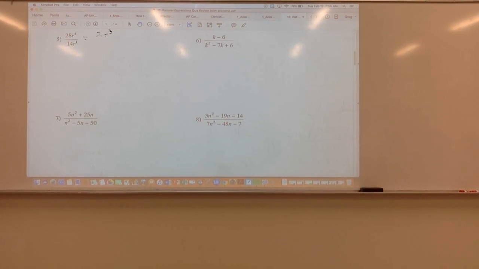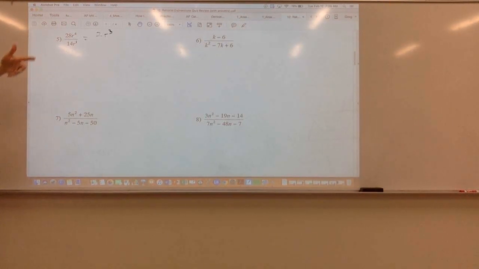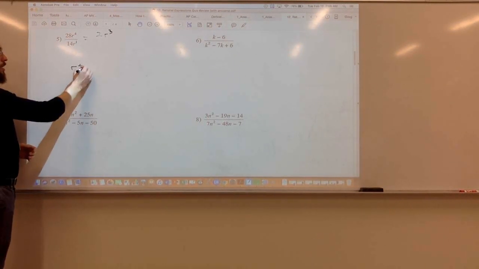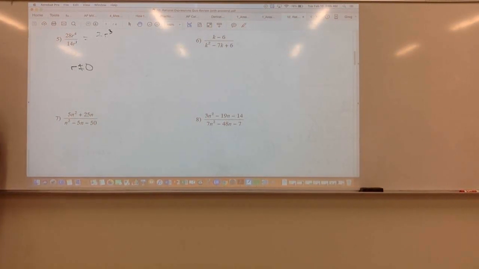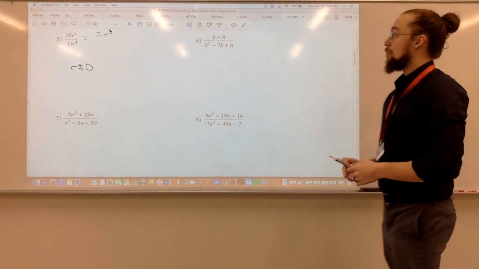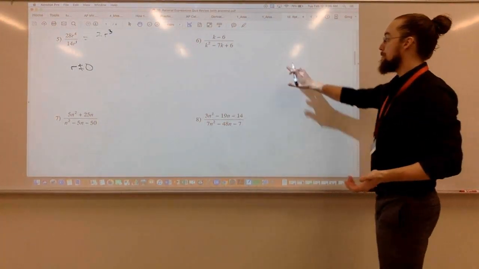Then I still need restrictions. Remember, restrictions come from every factor of a variable in the denominator. So in my original denominator, I just had 14r. What would my restriction be then? R can't equal 0. Exactly.